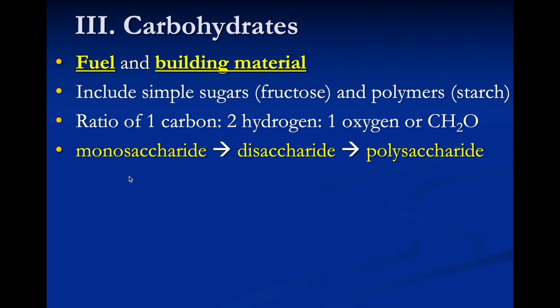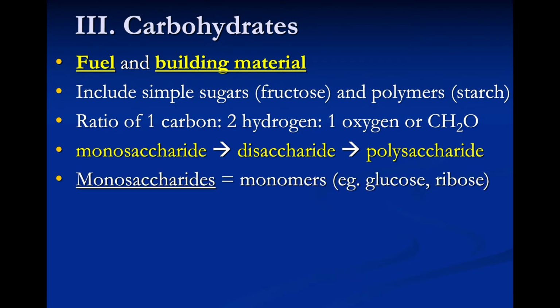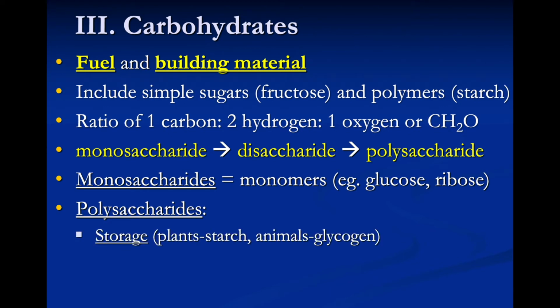So the basic building block of carbohydrates are monosaccharides, mono meaning single, saccharide meaning sugar, and they can be combined together to form disaccharides, so di meaning 2, saccharide sugar. And as you build up this chain of monosaccharides, you end up having a polysaccharide. So these monosaccharides are the monomers, and simple ones include glucose and ribose. And you're going to know that these are sugars because they end in -ose. Now, polysaccharides are more complex structures. They're made up of polymers of these monosaccharides.